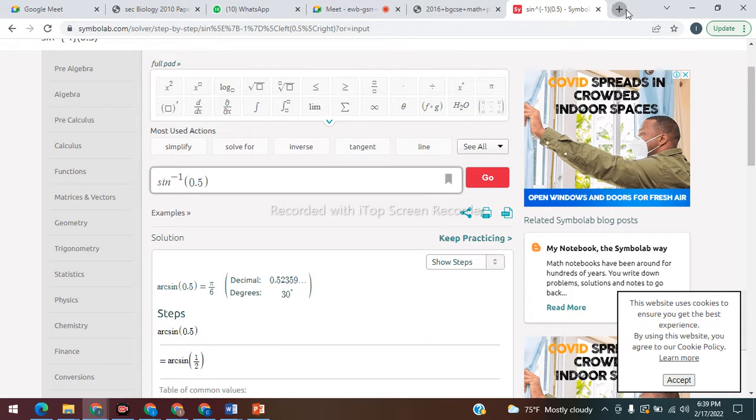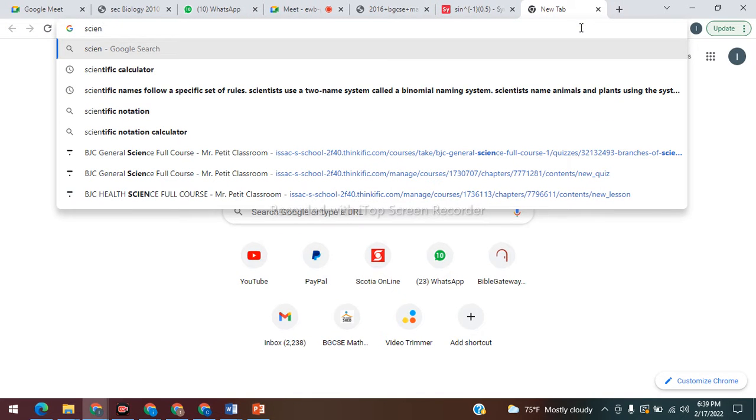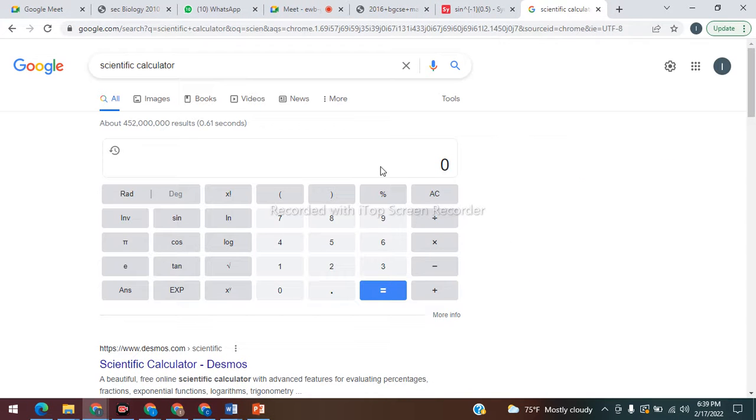Okay, let me use a scientific calculator then. What type of calculator do you have? That's a Casio. Yeah, you should get Casio. Sorry, sine inverse of 0.5. You should get... Oh, this is what you get? 0.52 something?